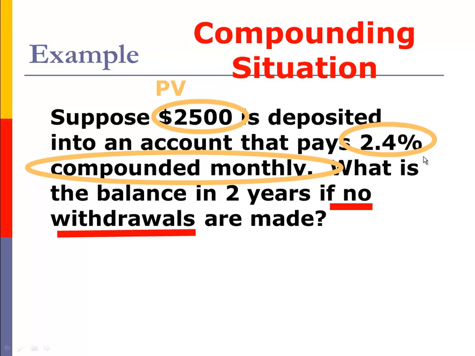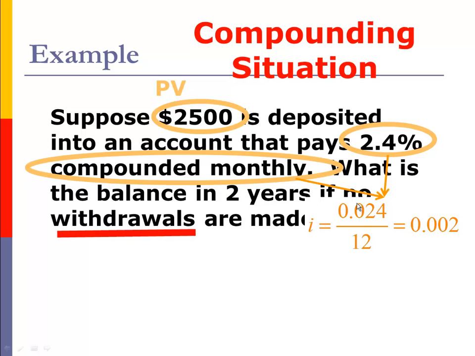It's assumed an annual rate unless specified otherwise. And our compounded monthly just tells us when we're going to calculate our interest. Each month we're going to calculate our interest and add the interest to the balance. And then we want to know 2 years, 2-year time.